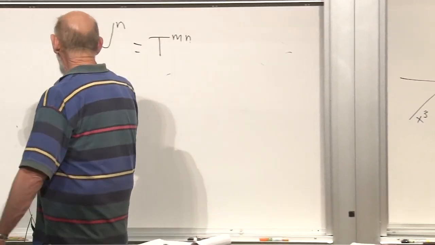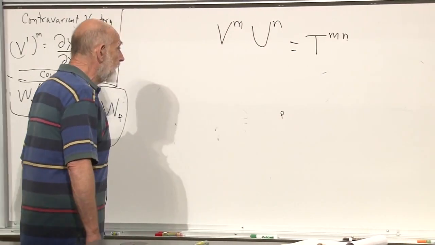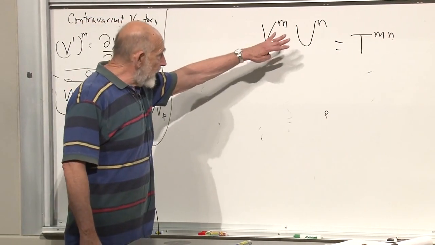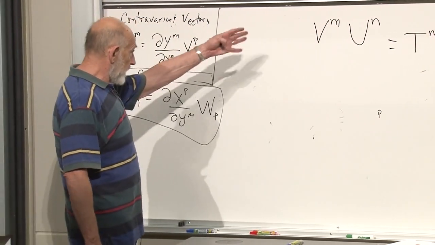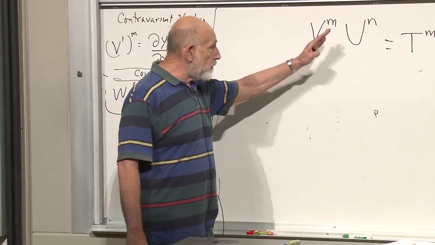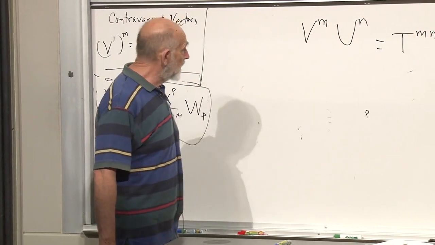Okay, how does this thing transform? For example, V^M and U^N could be the components of these vectors in the unprimed frame of reference.